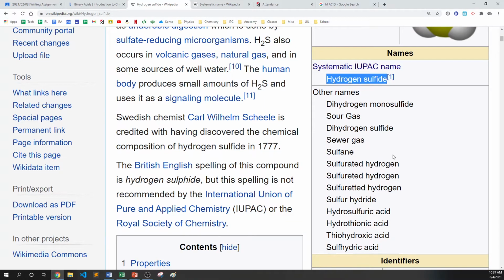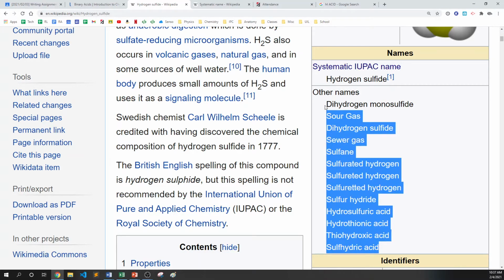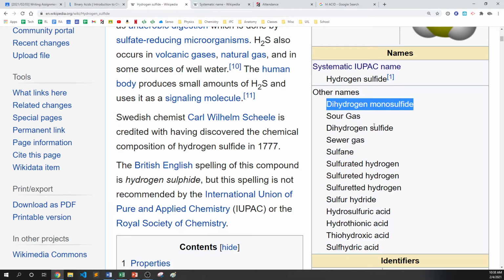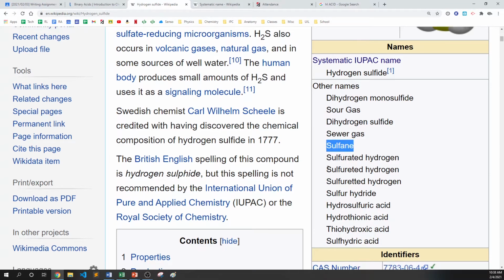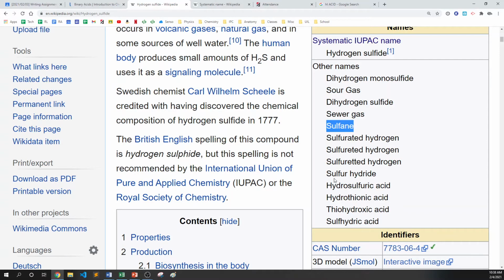But if we look at all the other possible names that can be given to it, you see there is a lot. These are all correct names. Sour gas is a common name, like when we call water water. We don't call it hydrogen monoxide. So there is a common name for it. But if we were to treat it as an acid, it would be hydrosulfuric, and looking at how I wrote it, it would be hydrosulfuric, not sulfic.